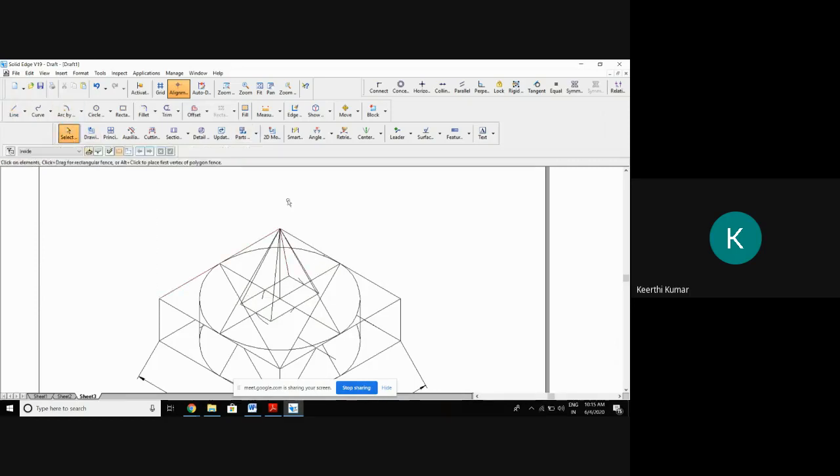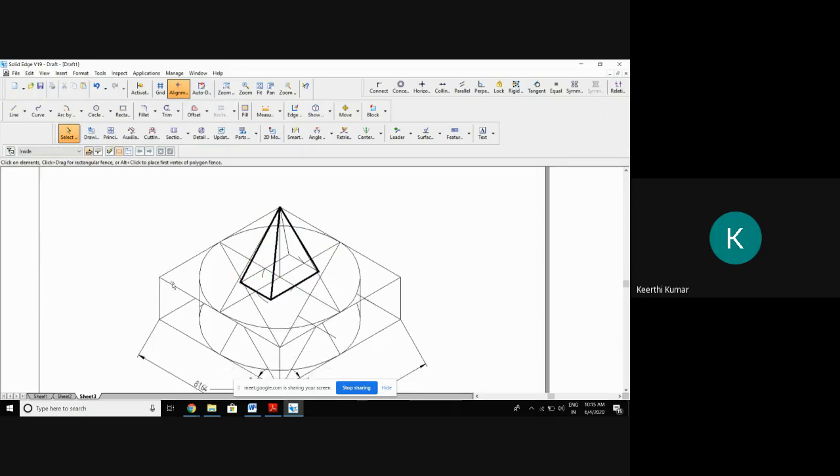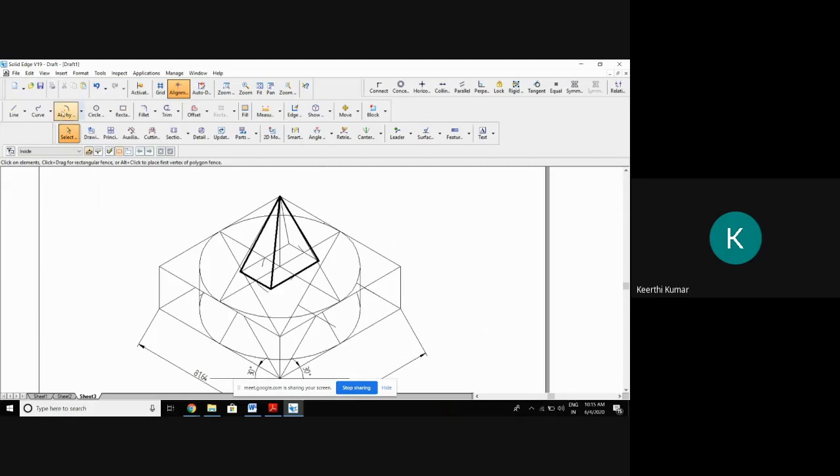Now I'll make it visible. You check out how it will be. This is visible for me. This is visible. This line. This line. See, a rectangular pyramid will be completely visible. Then we'll go for the base. What is visible? This is visible for me.